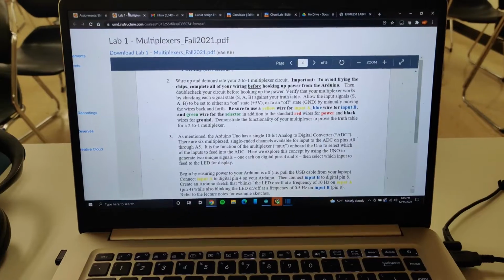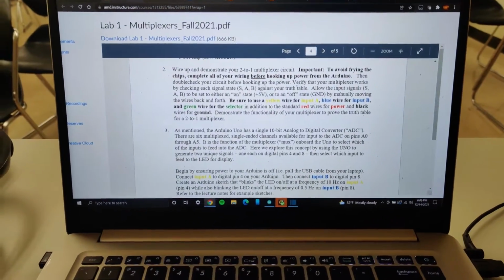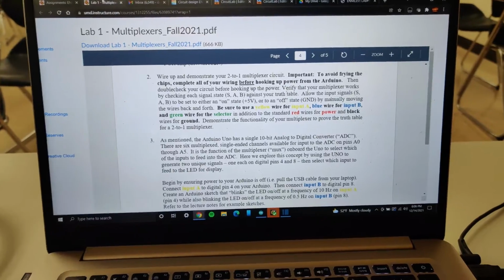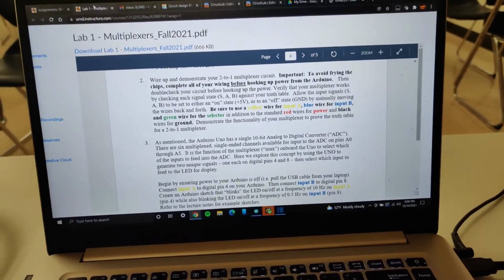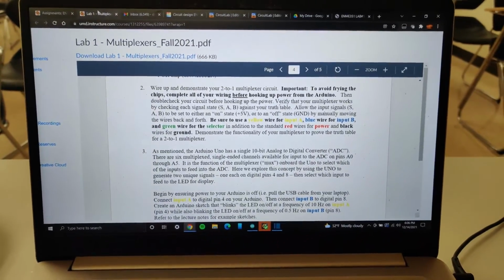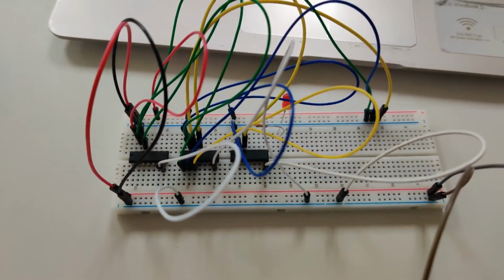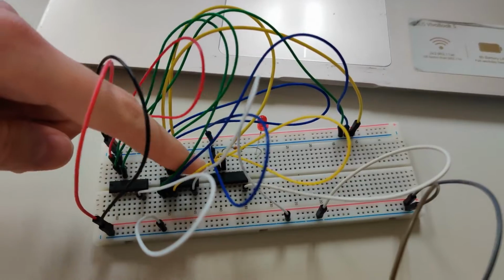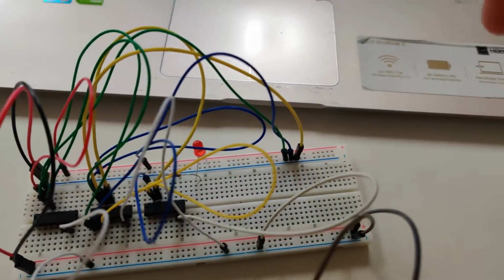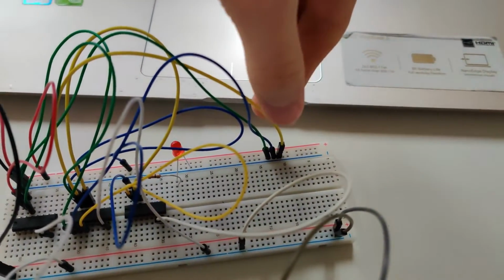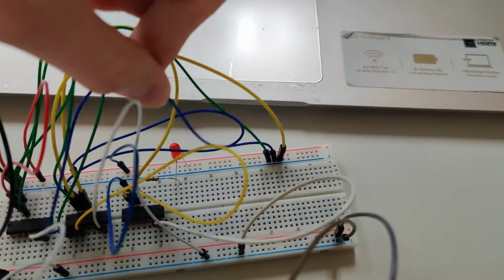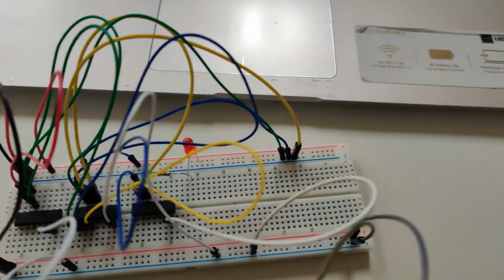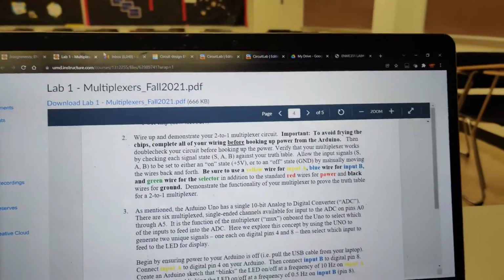For the in-lab section of our lab, we had to actually build our multiplexer and demonstrate that it would work, matching the table that we did in the first part of the lab. So here's our multiplexer. We have our LED right here, our NOT, our AND, and our OR gates. And then here we have our A wire, we have our B wire being the blue, and our green is our selector wire.